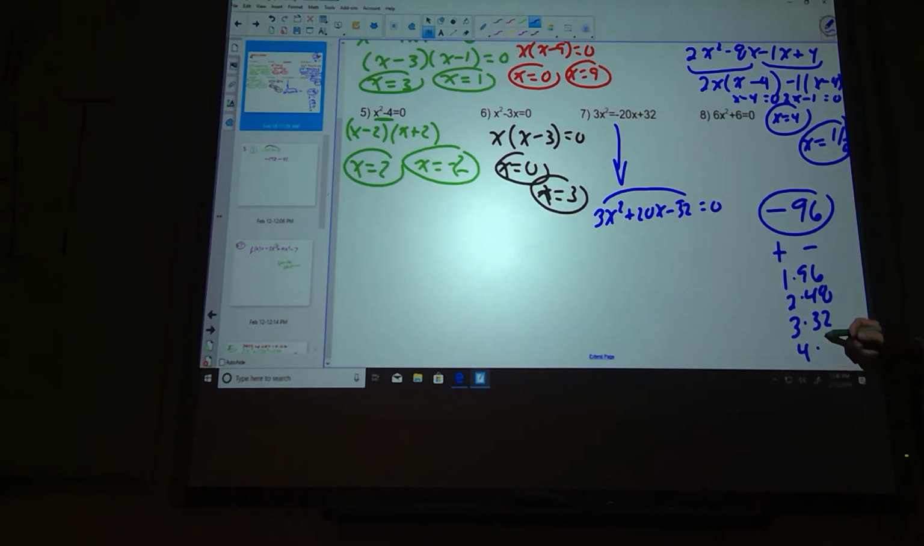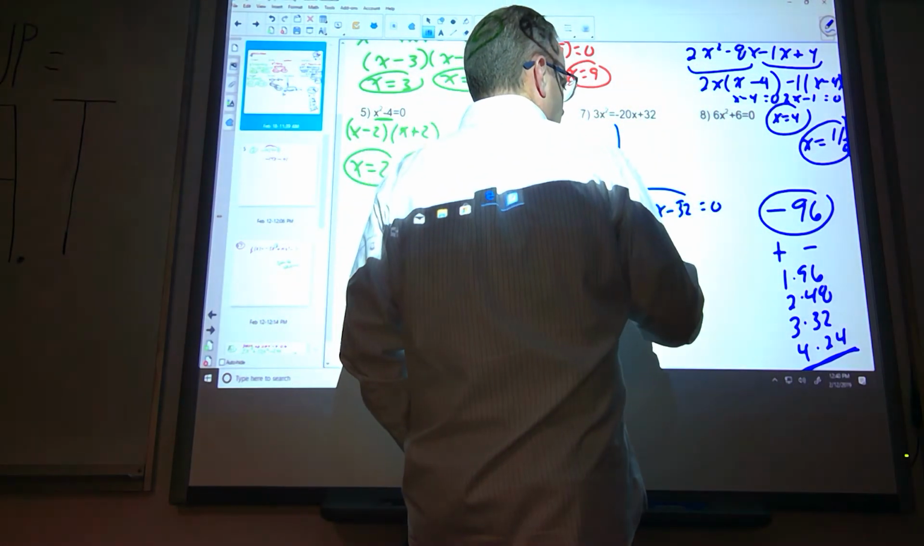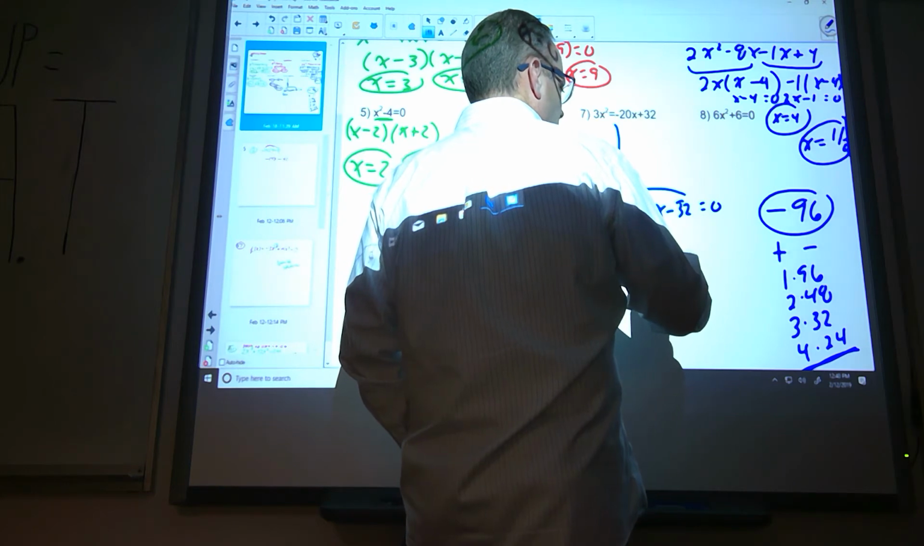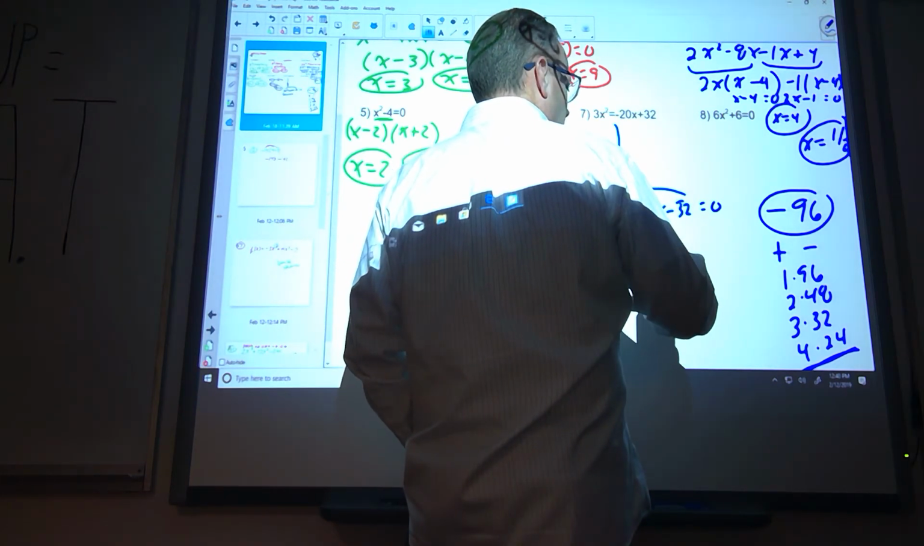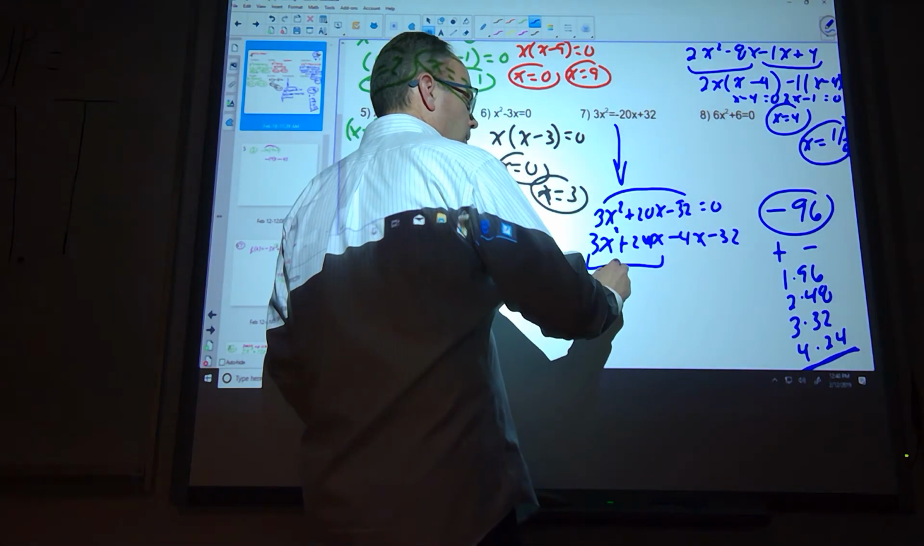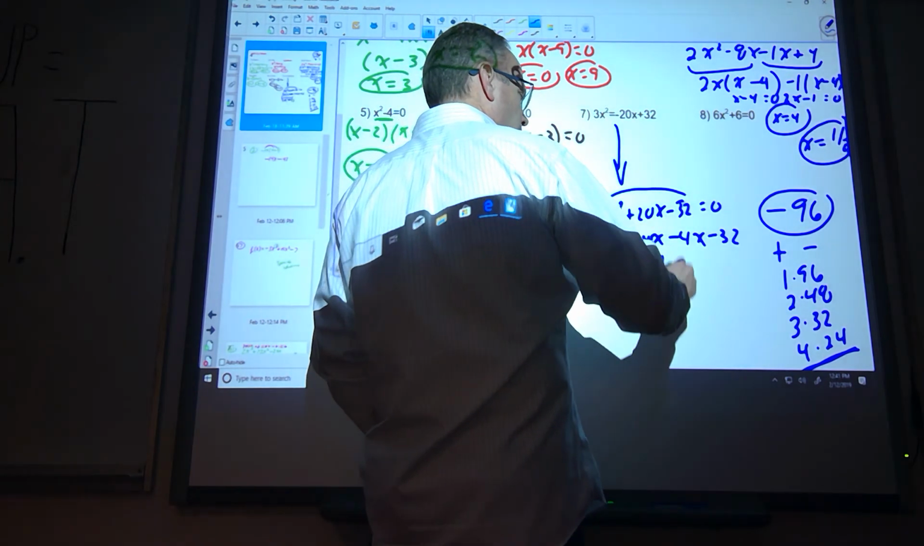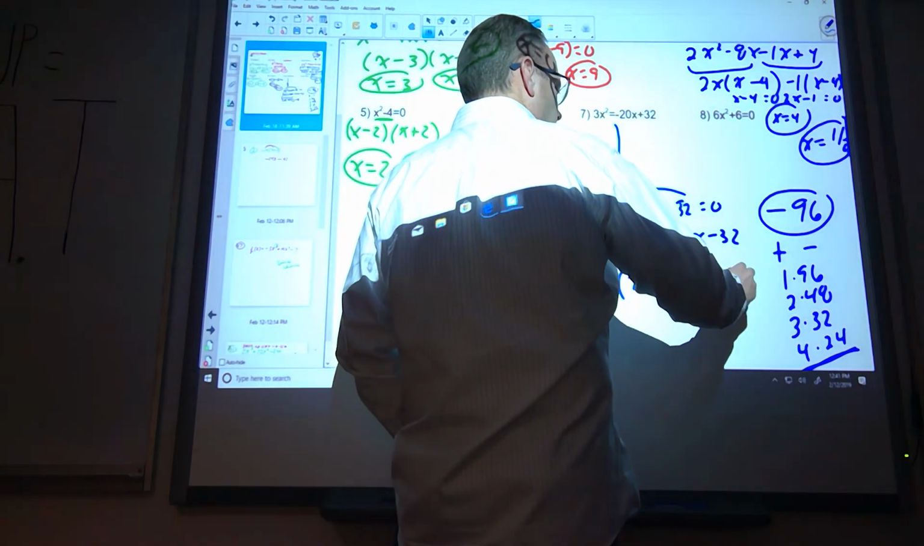I have 4 and, let's see, 24. Ooh, 4 and 24, one being positive, one being negative. Does that work? Does that add up to the 20? Which one has to be positive? 24. So 3x plus 24x, and then minus 4x minus 32. Let's factor that. So I can factor 3x out. So that's x plus 8 minus x plus 8.